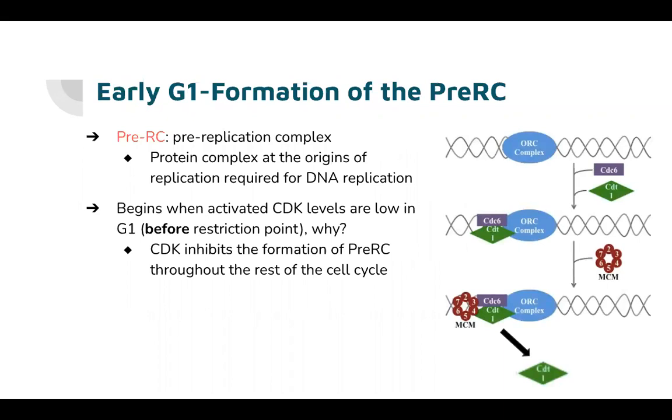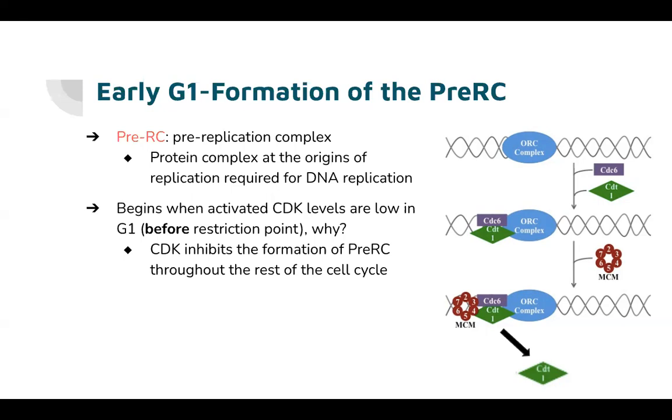Alrighty. So the early G1 formation of pre-RC, it's formed in early G1. Am I in the right slide? Yeah. So the pre-RC stands for pre-replication complex. And it's basically a protein complex at the origins of replication, and the cell has a lot of origins of replication. I think Laura gave an example that eukaryotes, or us humans, have like 300 or actually more. I remember somewhat like that.